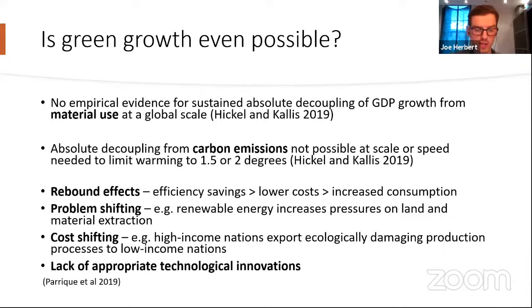Thirdly, you've got cost shifting as well. So this is when high income nations claim to have decoupled GDP from carbon emissions, for example. This is often an accounting trick, if you like, that's predicated on the exporting of ecologically damaging production processes to other parts of the world, usually to low-income nations in the global south, where there's more lax environmental and labour regulations. So it's not that that impact has disappeared, it's just that it's been shifted to a different location or a different sector.